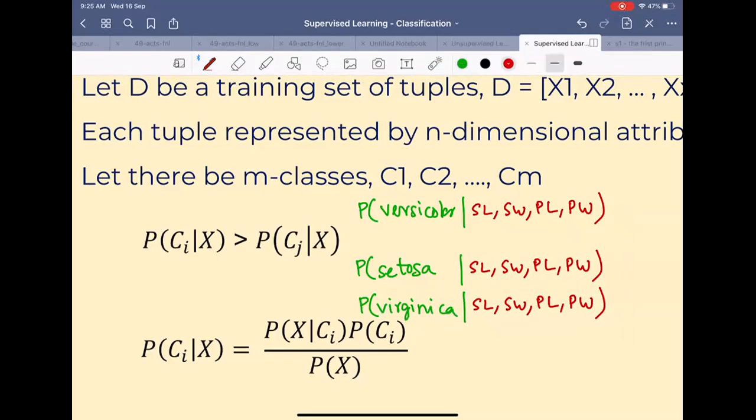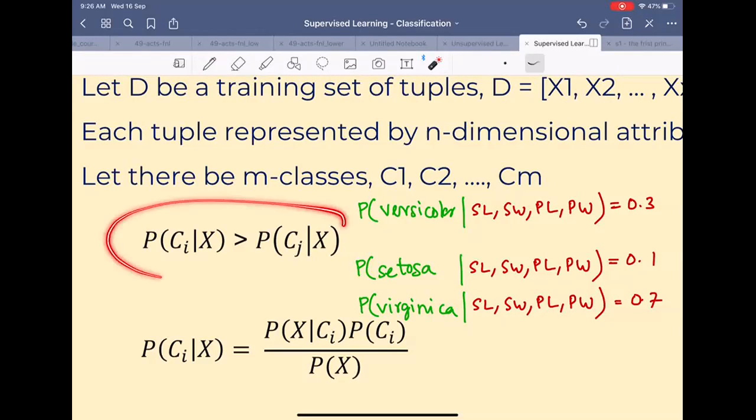So if I put this probability, let's say it comes out to be 0.3. This comes out to be 0.1. This comes out to be 0.7. Then with some level of confidence, I can say that given this data, my flower is Iris virginica. I hope this makes sense. So this is what we are trying to do here. Once we evaluate the probability, we can then use that probability to make a prediction regarding our flower.